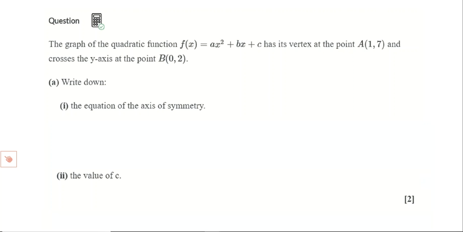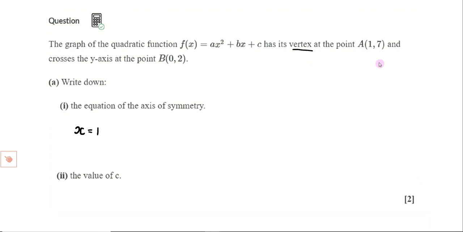Have you got that correct? You want to tell me why? Just one? Okay, good. It's x equals 1. Where did you get that from? Yeah. So we know that if the vertex is on the line of symmetry, isn't it?